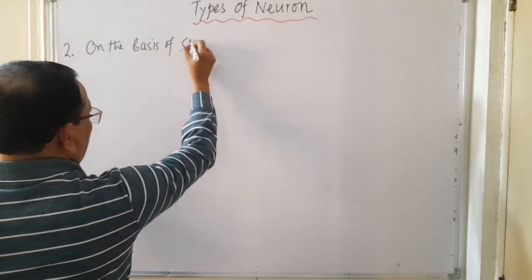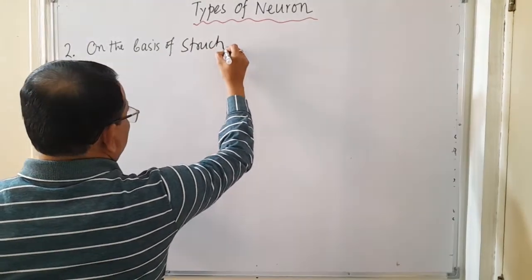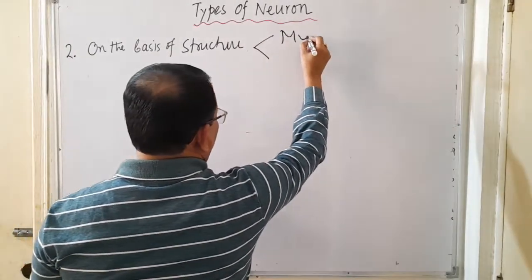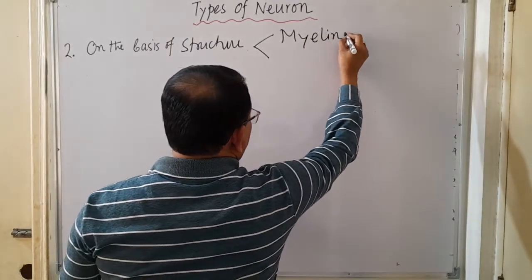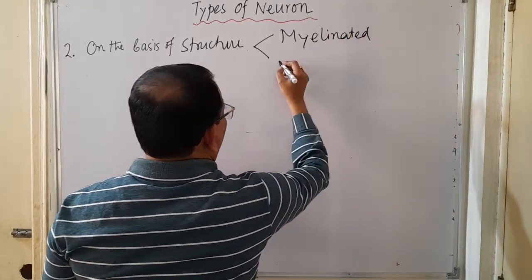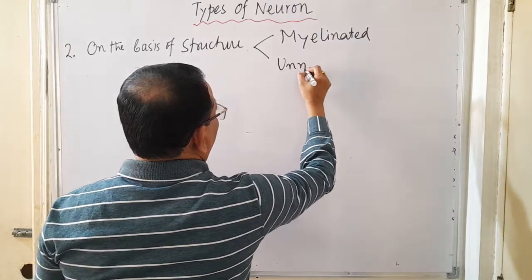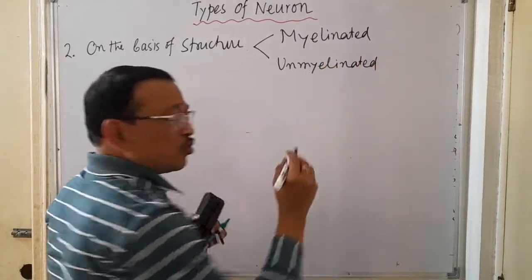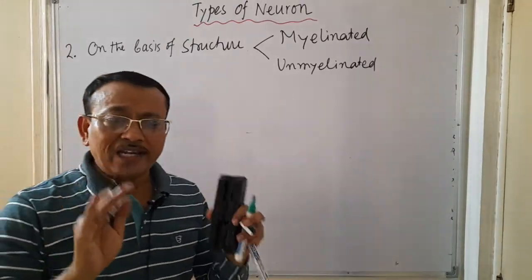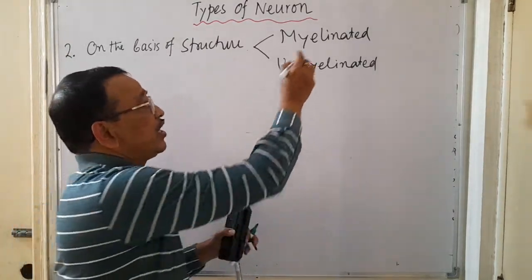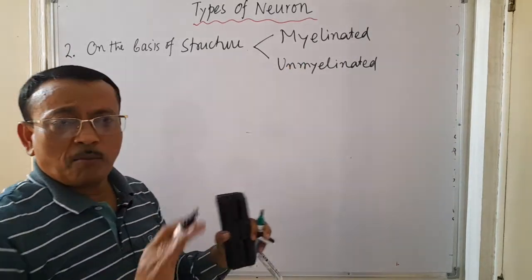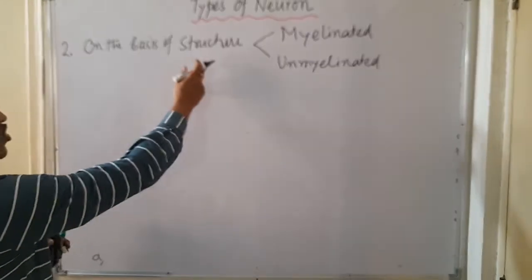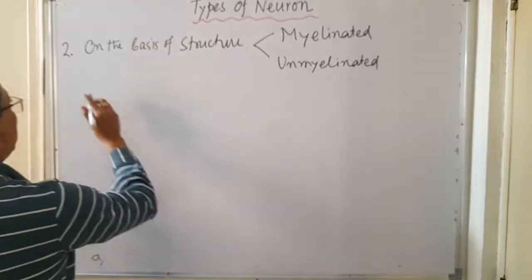On the basis of structure, there are two types of neurons. One is known as the myelinated neurons. Another one is known as the unmyelinated neurons. That means the neurons which have a myelin sheath are known as myelinated neurons, and those which have no myelin sheath are known as unmyelinated neurons. So as far as structure is concerned, two types of neurons are there.